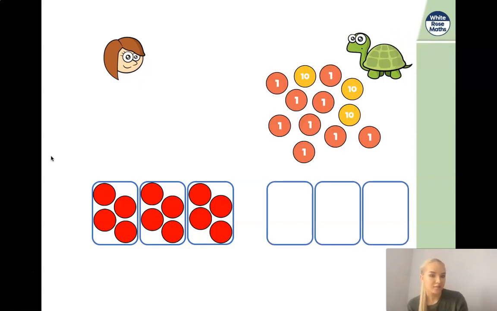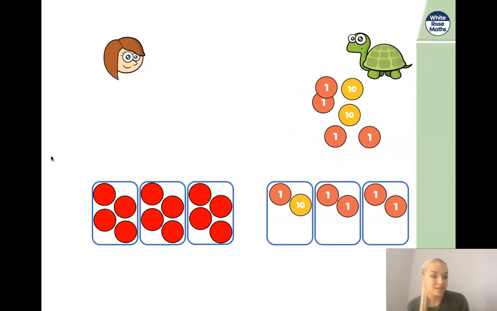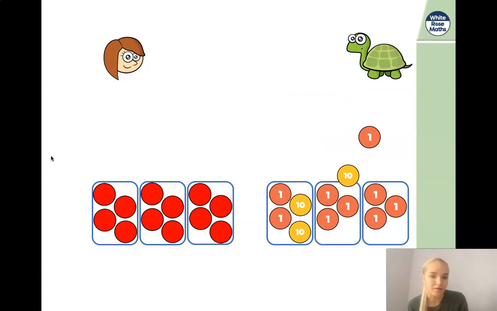Now Tiny the Turtle has some counters too, and he's going to do the same, where he's going to put 1 counter in each box and then keep doing this until all the counters are gone and all the boxes are filled with the same amount of counters in each box. Do you think that Tiny has done this correctly? Pause the video and have a think. Okay, I've got some shakes of the head, but I may have some nods too.